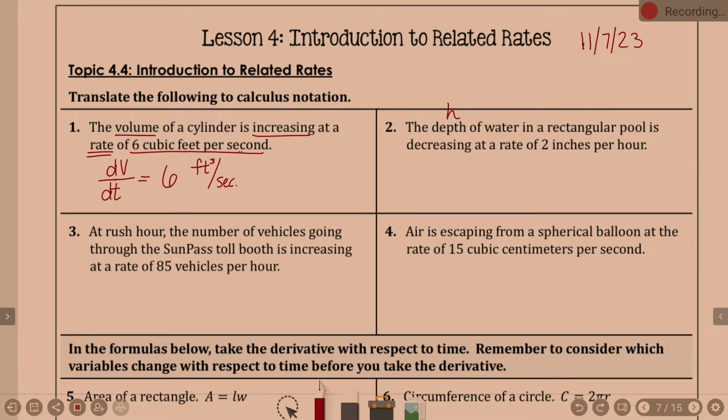So, the depth of water in a rectangular pool is decreasing at a rate of 2 inches per hour. What else do you have here? dH over dt equals -2 inches. That was impressive, guys. Are we with this? It's the depth of water, and it's decreasing, thus the negative, at a rate. That's our clue that we're talking derivative here. 2 inches per hour, and per hour gives me an idea that it is with respect to time.